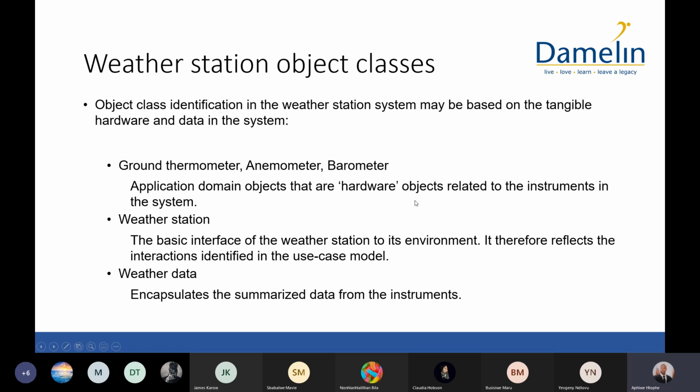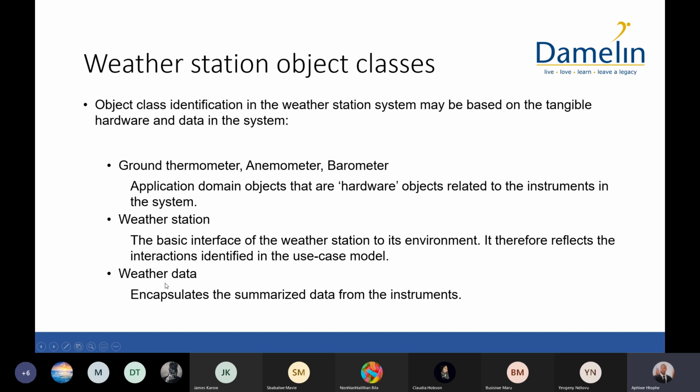What are the non-tangible things that we may need to store data about? The weather station as well, the basic interface of the weather station to its environment, therefore reflects the interactions identified in the use case model. The weather data encapsulates the summarized data from all the instruments. So there's going to be a particular entity or object that's storing the information about the weather station itself, which particular weather station is reporting this information.